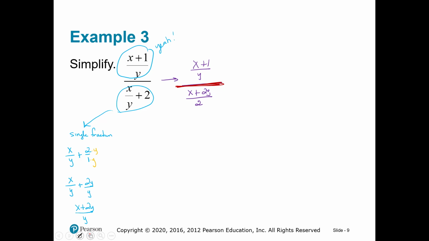It's a division problem, which means we are going to be dividing. And we have that first fraction, the top fraction, divided by the bottom fraction. But you know as well as I do, division turns to multiplication, and fraction number 2 always does the flipping.